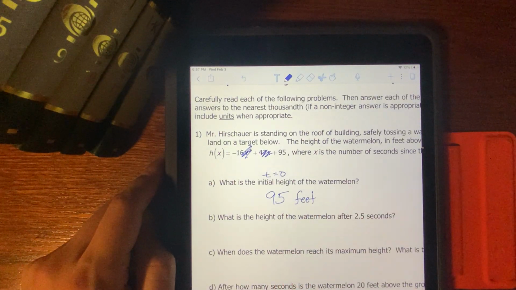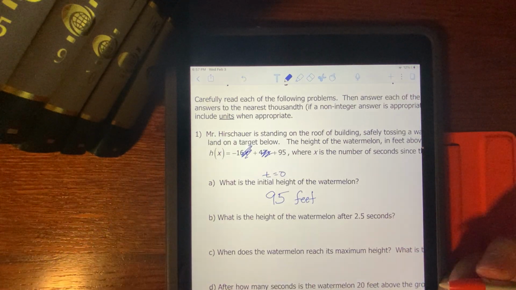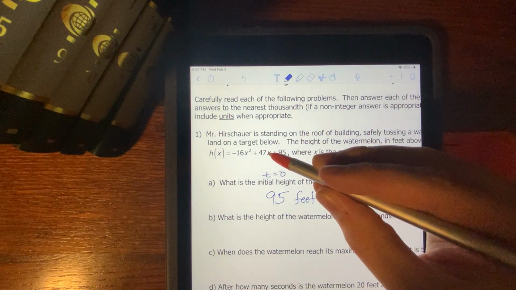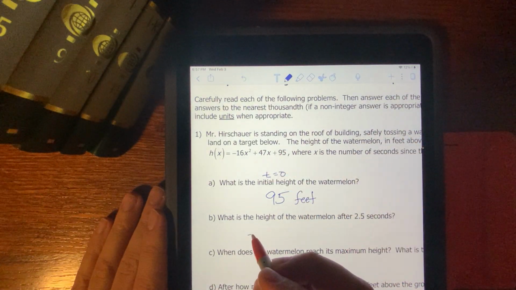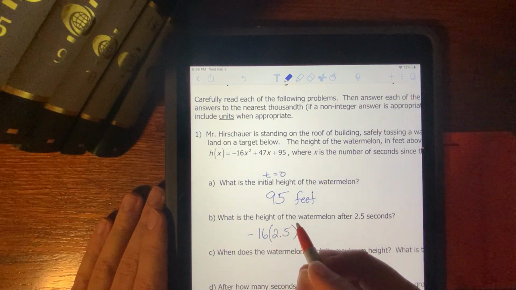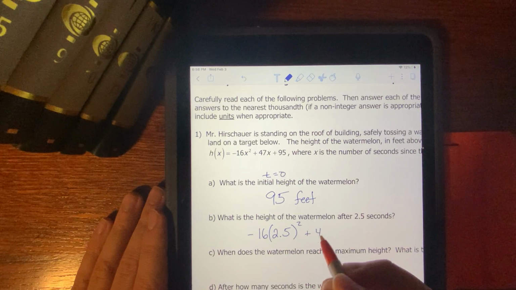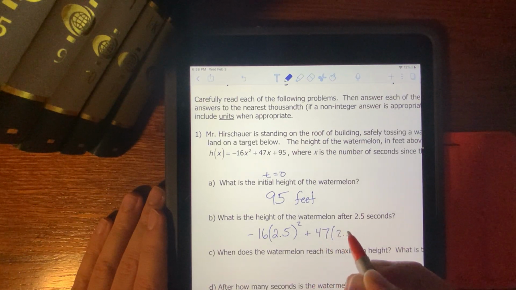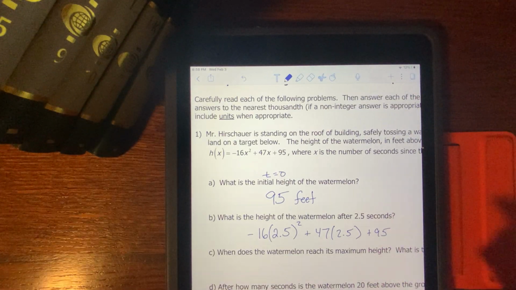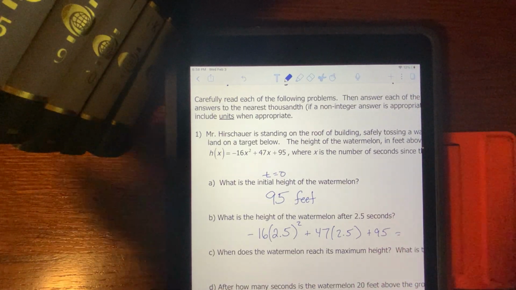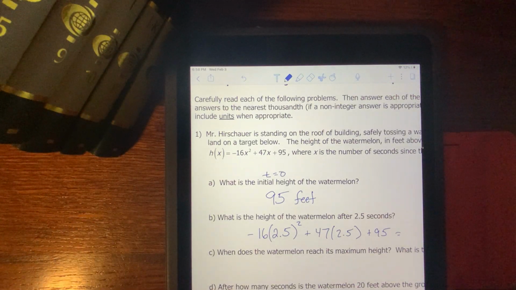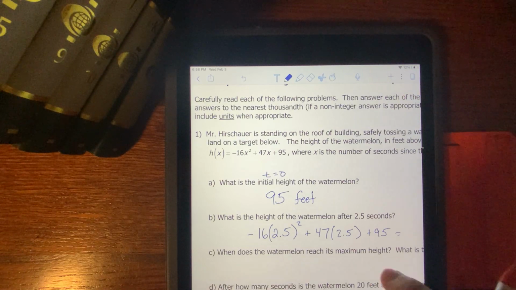Easy enough. What is the height of the watermelon after 2.5 seconds? That would be a matter of plugging in 2.5 for x: negative 16 times 2.5 squared plus 47 times 2.5 plus 95. And this is what you're going to be putting straight across in your calculator, right? So you just type that in exactly as it appears. And if you do that, let's see, did I do that earlier? I think I did.